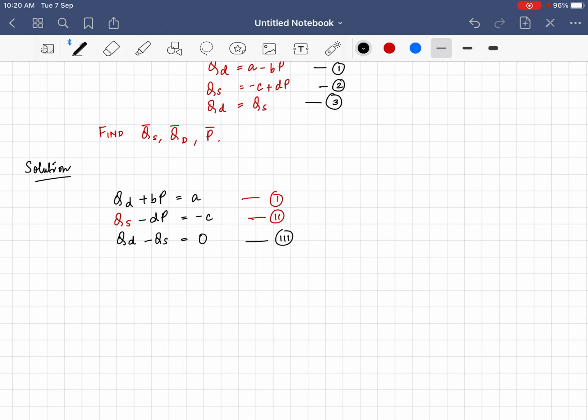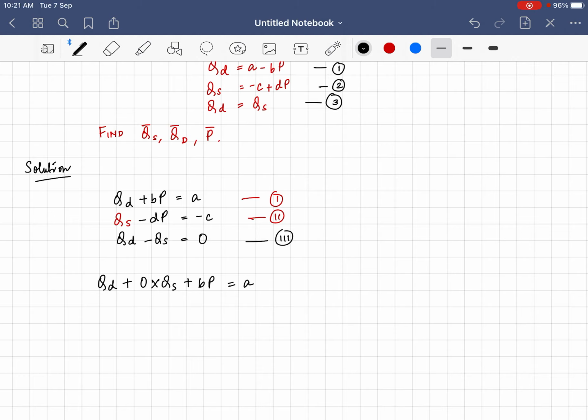Now you see, in these three equations, not all three variables are present in each equation. So how are we going to write this? We can write the first as QD plus 0 into QS, since QS is not present. 0 multiplied by QS is completely 0, so there is no existence of QS. But why are we writing this? To have a proper representation in matrix form. Then plus BP is equal to A. This is my first equation written in this form.